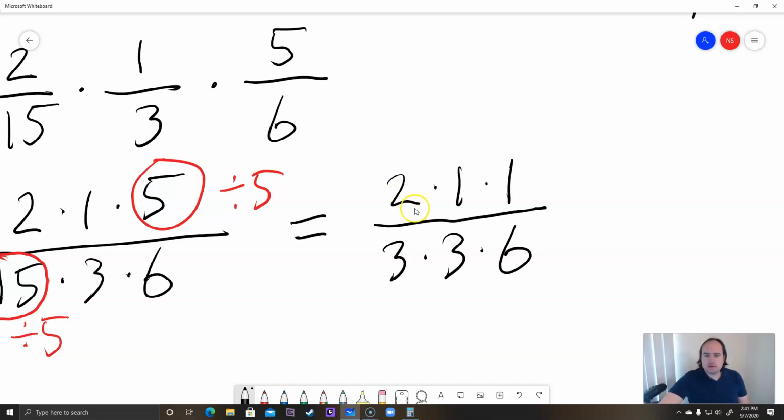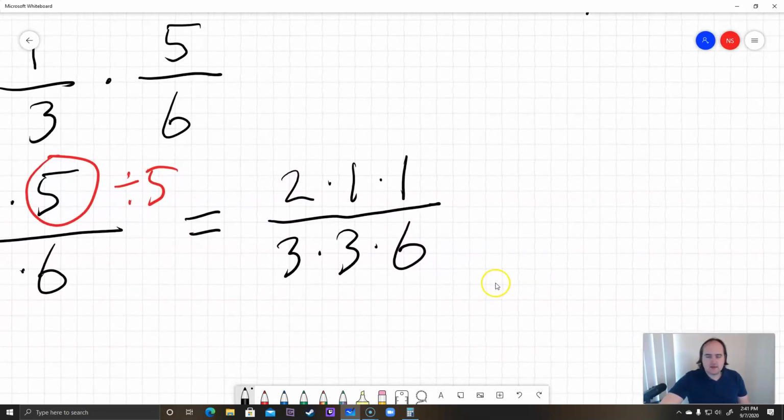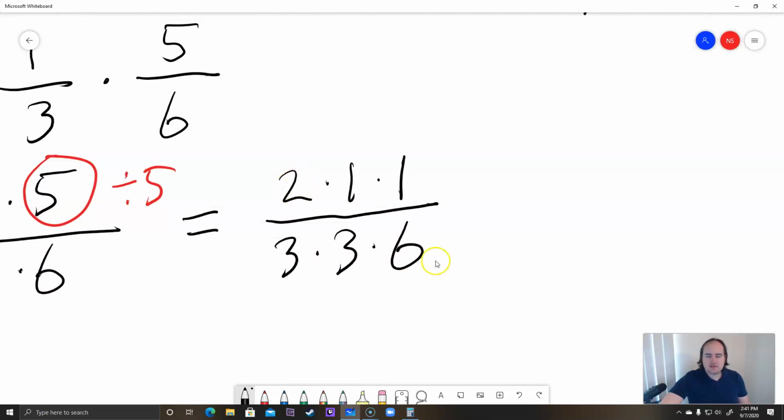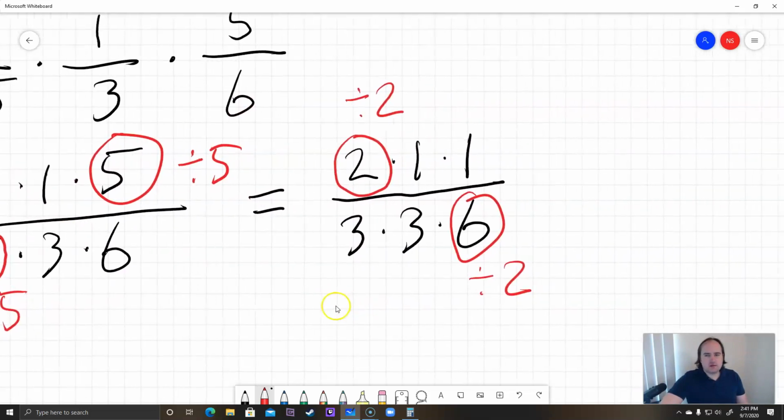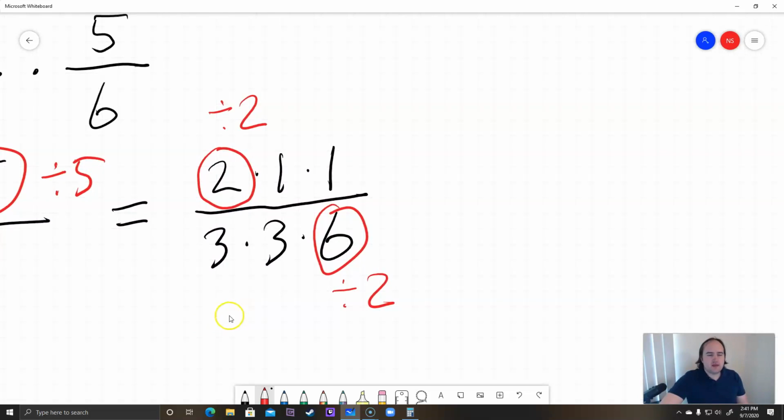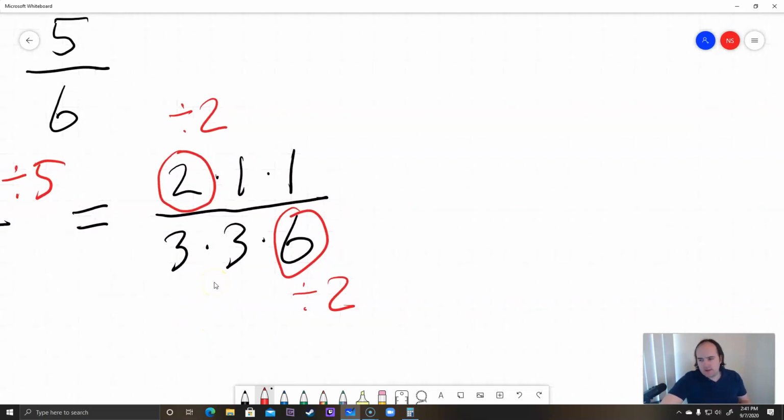Well, I just noticed that this 2 and this 6 also have a common factor. But that's okay. Even though I missed it in the previous step, I can still simplify these. It's alright to do it in multiple steps. Sometimes you miss something. I noticed that 2 and 6 are both divisible by 2, so I'm going to divide the 2 on the top and the 6 on the bottom by 2. Technically I could have done that in my first step too, but I was not paying attention and I missed it. So I'm doing it now.